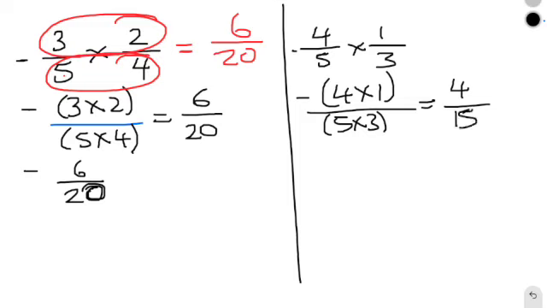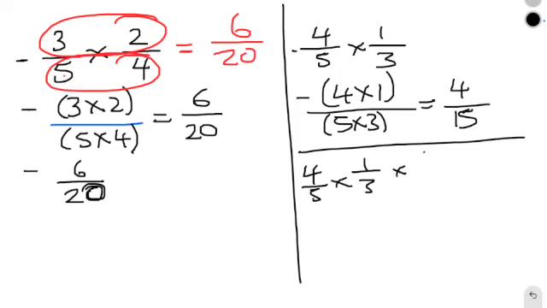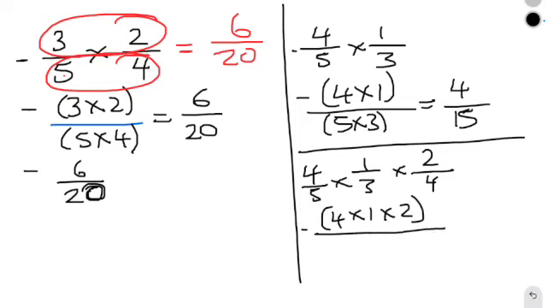If we had added another value here, 4 fifths times 1/3 times 1/2, let's create a different one just so you'll understand. When we solve our problem now, it'll actually be 4 times 1 times 2, all over 5 times 3 times 4. And when we work that out, we see that 4 times 1 is 4, and 4 times 2 is 8.